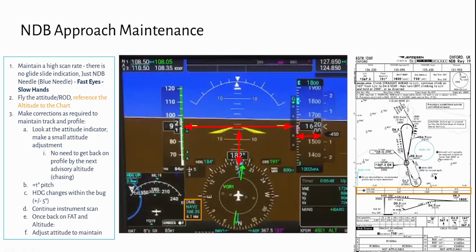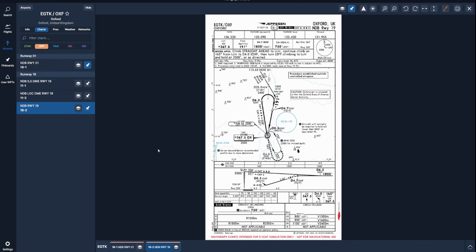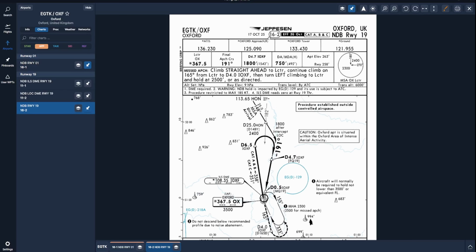So looking on the chart then, we have the NDB Approach runway 19 here at Oxford. This is going to be the one from the example video. As we can see at the top, 16-2, Cat A, B and C for the NDB Approach runway 19. We've got all our frequencies at the top here, and we've got the briefing strip here.